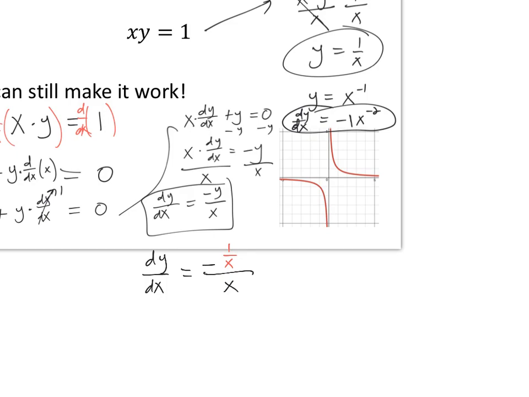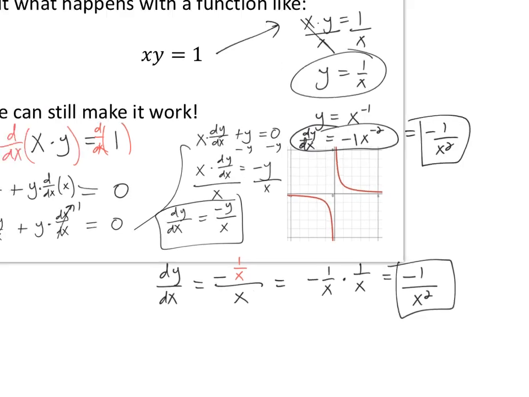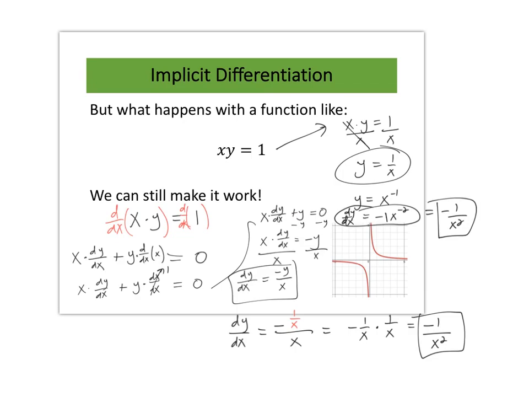Well, this is a fraction on top of a fraction, and that's the same as negative 1 over x times, keep it, change it, flip it, 1 over x, which is negative 1 over x squared, which is what we have here, negative 1 over x squared. So we actually do have the same thing in both situations, just one is more complicated than the other. So just take a look at this.